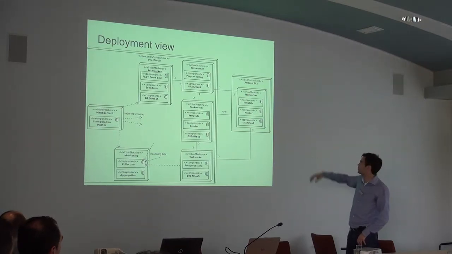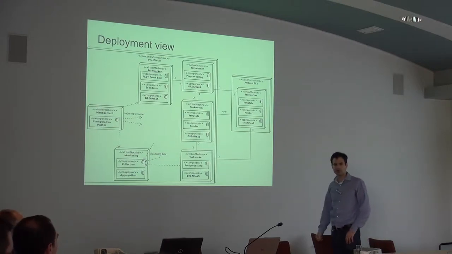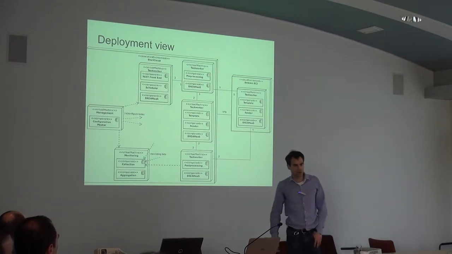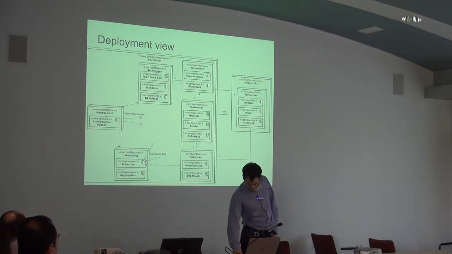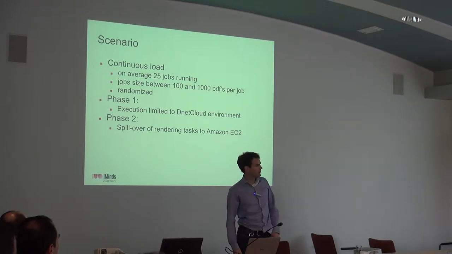In a few minutes we will spill over, and we will only spill over the rendering node because that is the most CPU intensive part of the pipeline. So we will spill those over to Amazon. As you can see, the system is under continuous load.